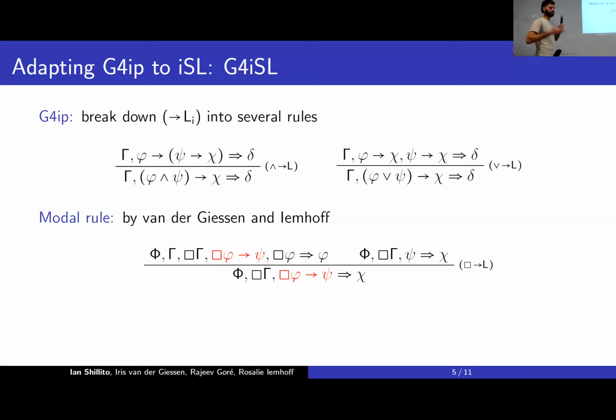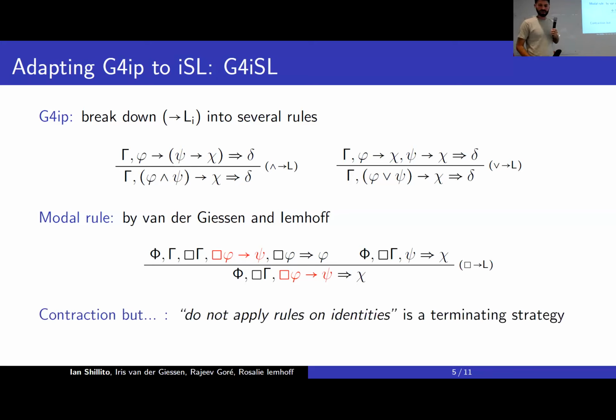So that was the setup. It sounded a bit bad potentially, but in the end, despite this implicit contraction, we can still find a terminating strategy, which is rather simple: do not apply a rule on a sequent if it's an identity. If you have phi on the left and phi on the right, just don't apply the rule. And we get termination of proof search in this way. So we have one strategy which terminates, and we want to do better.